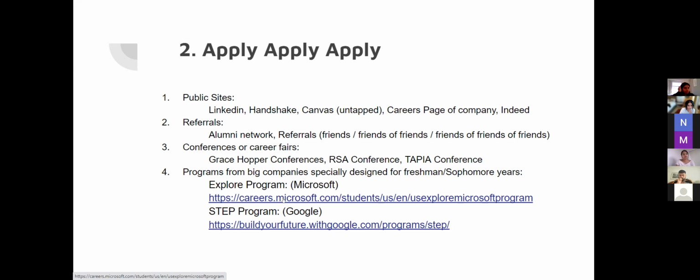Any questions on this, like how to apply? So this is the first step. If you don't apply, then nobody would know that you exist in the world and you are looking for an internship or something. So this is actually a very critical first step, that you need to get yourself connected to the employer and put yourself out in the market that I'm available to work. I'm looking for exposure.